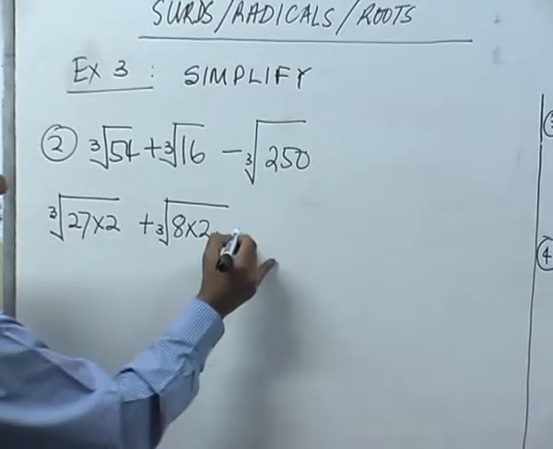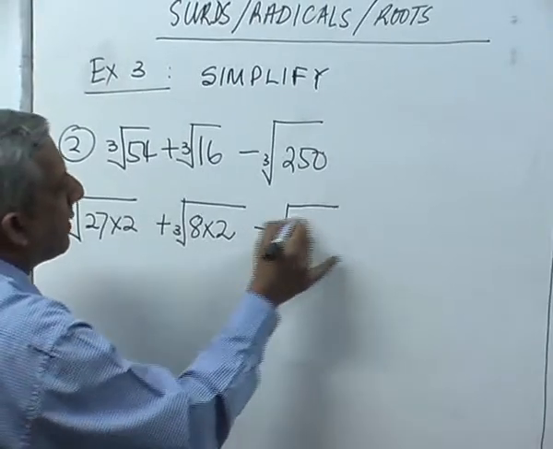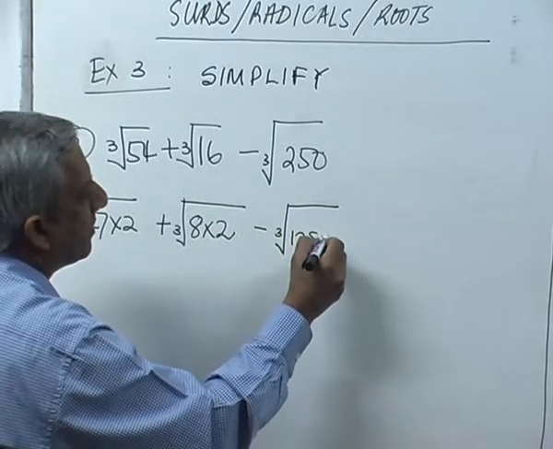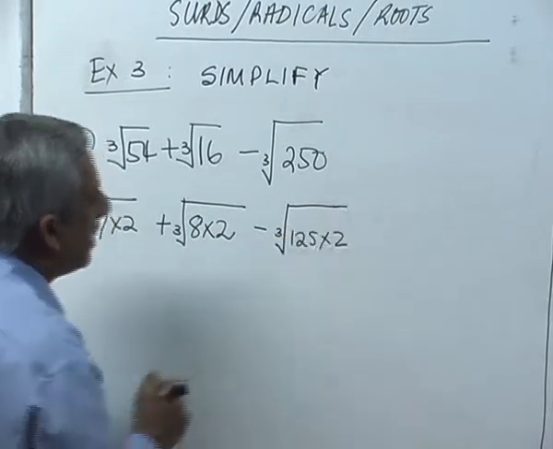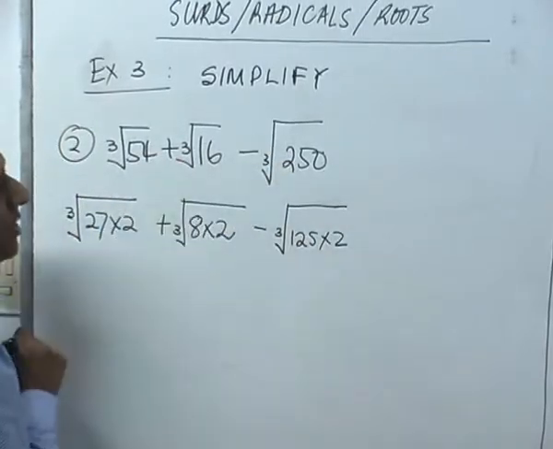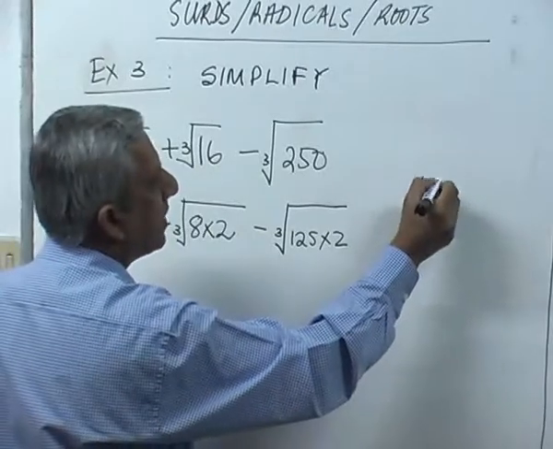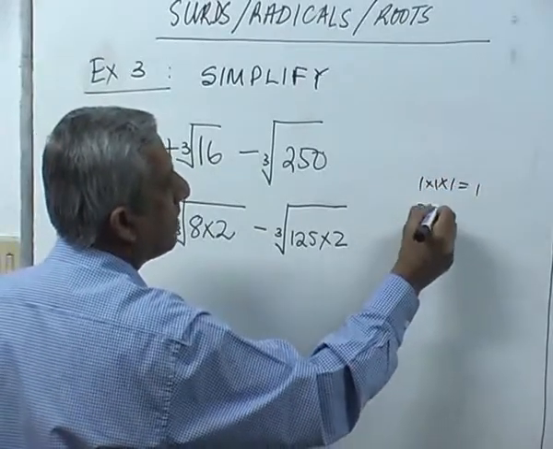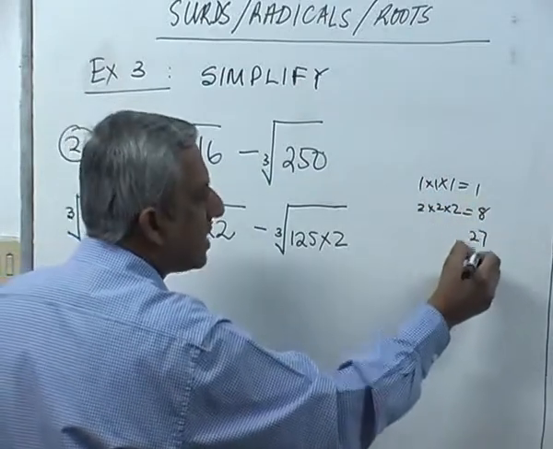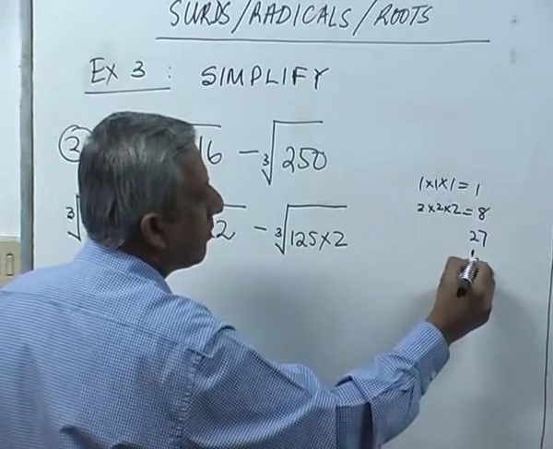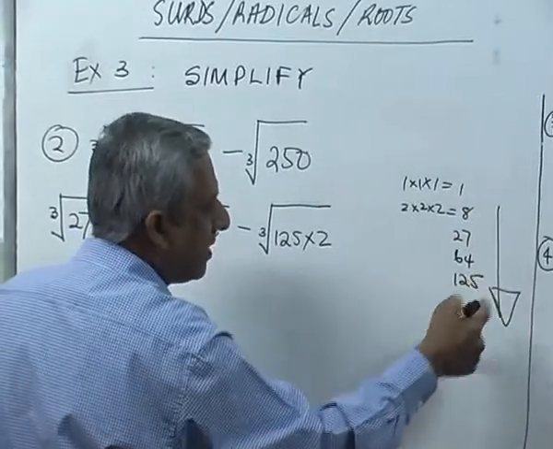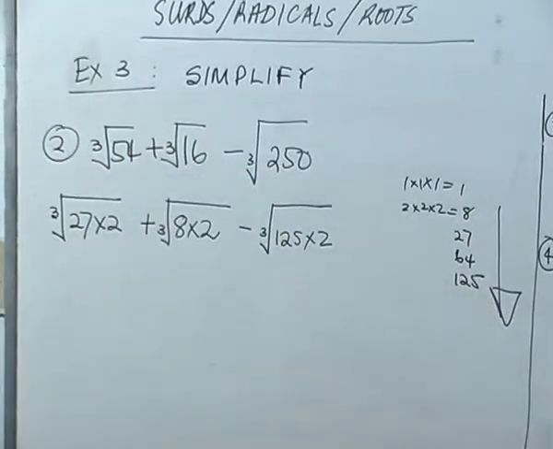So that's the minus cube root of 250, which will be 125 times 2. When I say work it out, I mean like this. If you don't know the perfect cubes, you just work it out. 1 times 1 times 1 is 1. 2 times 2 times 2 is 8. So you work it out like that and you get the whole list done. 3 cubed is 27, for 4 it's 64, for 5 it's 125. So you do the list like that and then you'll be able to see them inside here.